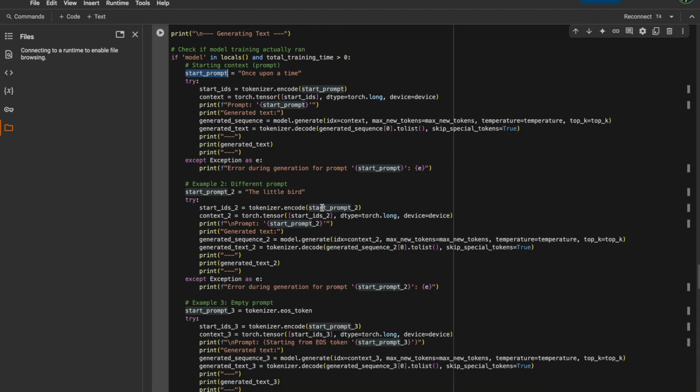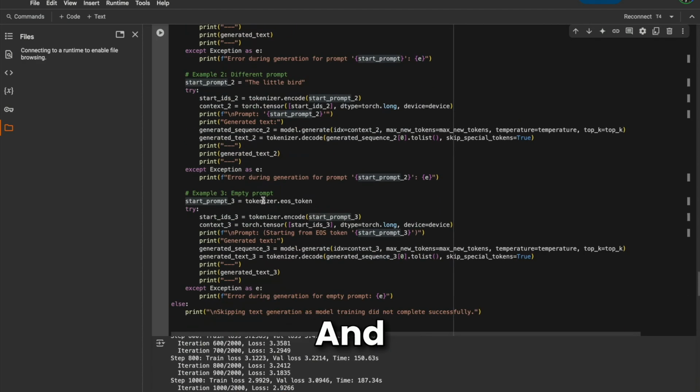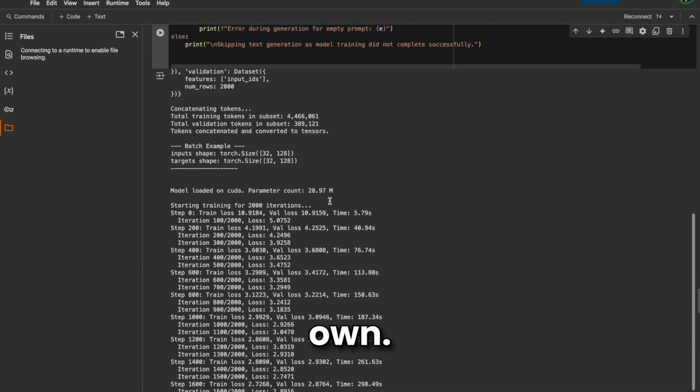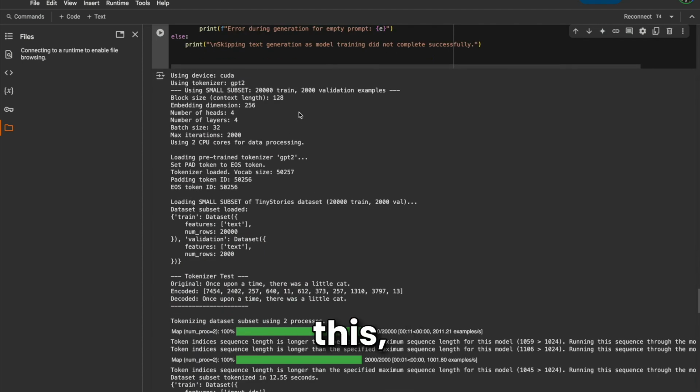Same thing we will do for another prompt, "the little bird." And just as an example, we do an empty prompt, and we see what it does on its own. Okay, so I have already run this, so I'm not going to run it again. I'm just going to show you the output.